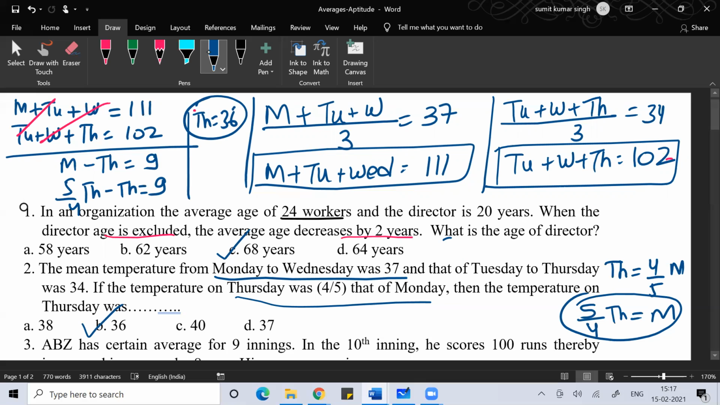5/4 of Thursday minus Thursday is 9. The difference is 9. The temperature of Thursday is 4/5 of the temperature of Monday, so the temperature of Monday would be 5/4 of the temperature of Thursday. In place of Monday temperature, you can write 5/4 of Thursday temperature. So 5/4 of Thursday minus Thursday is equal to 9. 5/4 minus 1 is 1/4. 1/4 of Thursday temperature is 9. Thursday temperature is 9 fours, that is 36 degrees Celsius.